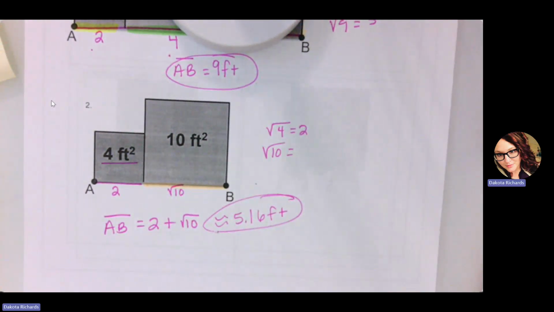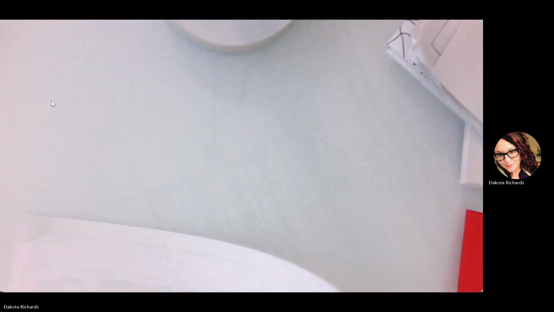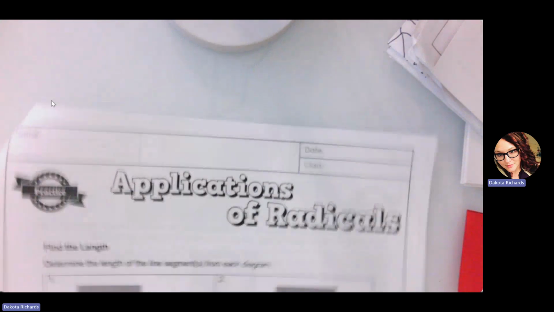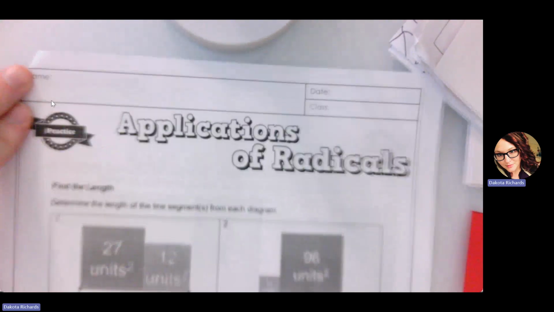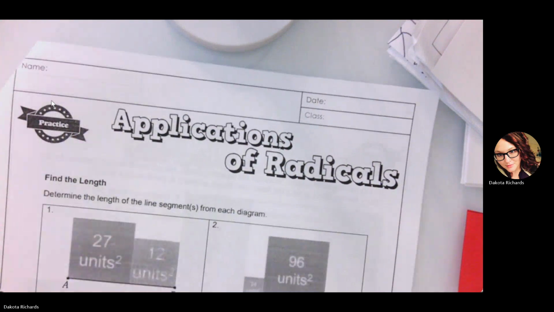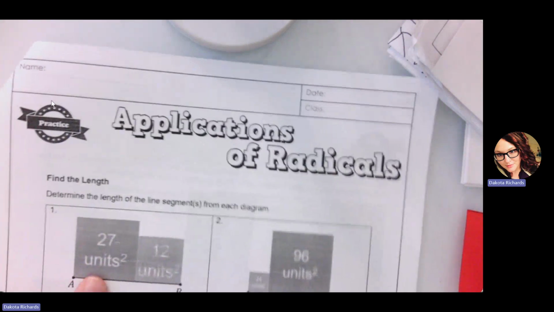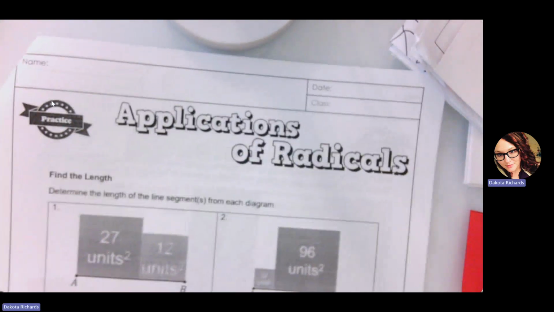Okay, that's the warm-up. Now we just have a few practice problems and some homework. Turn the page. We're not going to do the ticket out the door just yet. We're going to do this page where it says applications of radicals. So again, just like the warm-up, you're going to take the square root of that. To find the side length, you have to take the square root of what the area was.